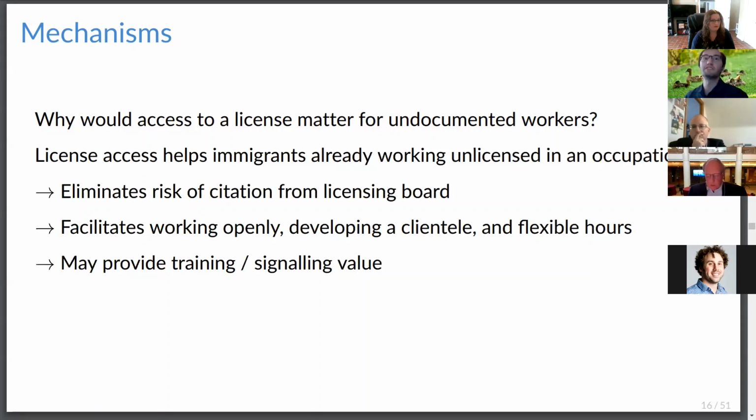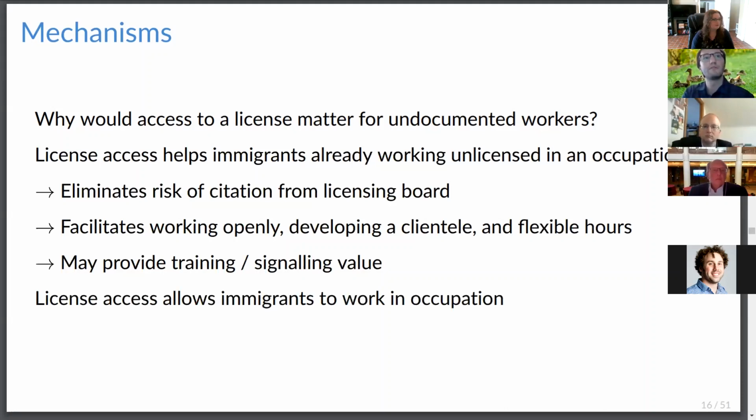One big thing is it eliminates the risk of citation from licensing boards, so you don't have to face a fee. Because you're not worried about that, you're able to work more openly, helping you develop a clientele and working more flexible hours. Another thing is that it may provide training or signaling value. I don't think there's a lot of evidence for this one, but it's a theoretical possibility. The other mechanism is that a license allows an immigrant to move into an occupation. If you're already working in the occupation, you're better off from having a license, and if you aren't working in it currently, you're able to move into it. I'll be able to look at how important these two are.